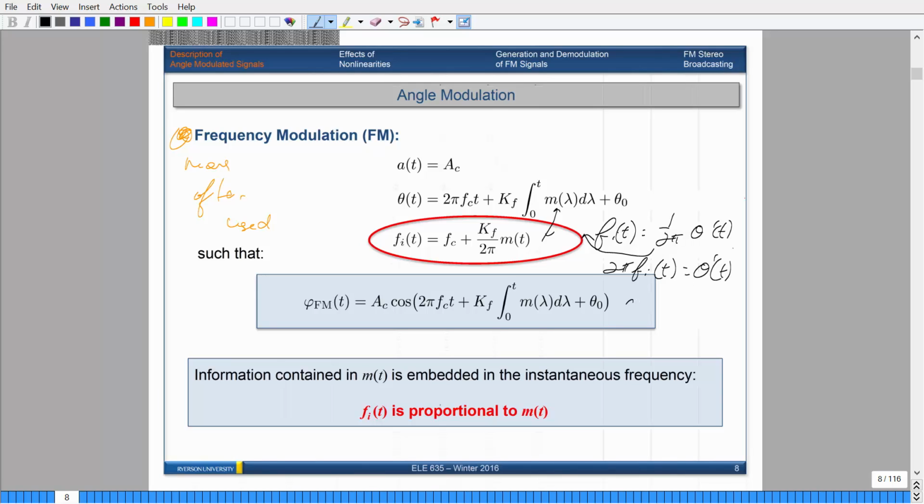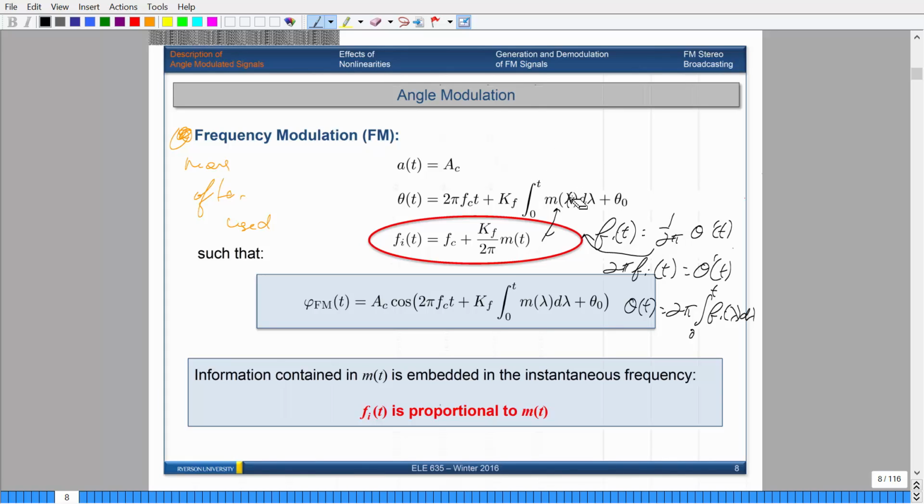So you have theta t equals the integral. The 2 pi can go outside, so 2 pi times the integral of f_i. They use different notation: lambda and then d lambda. The reason is that you're integrating with respect to a variable, and when you're done, you substitute t in. It doesn't make sense to have a t here and then a t over there.